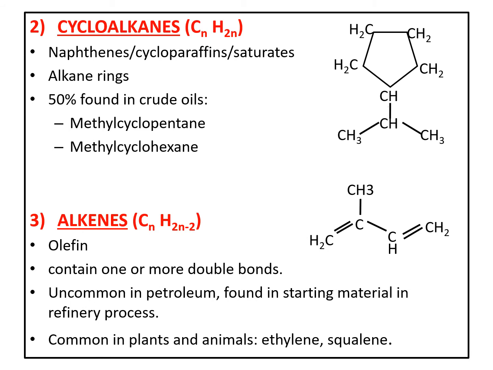Next is alkenes with the molecular structure CnH2n. The common term in the industry is olefin, which contains one or more double bonds. These originate from plants and animals, but they are uncommon in crude oil because they are readily reduced to paraffin with hydrogen. They form in refinery processes as the major starting materials for petrochemicals.